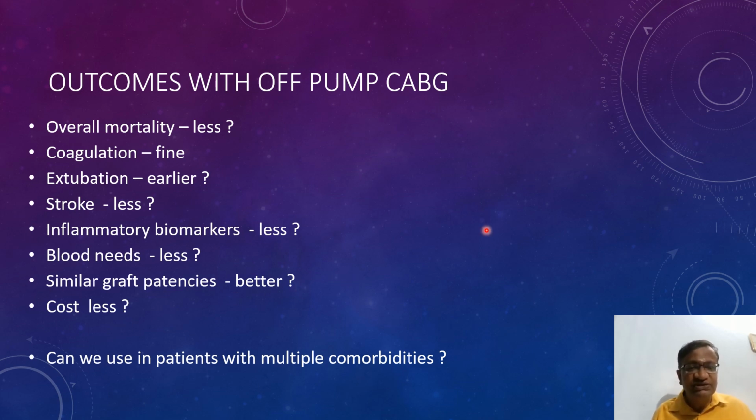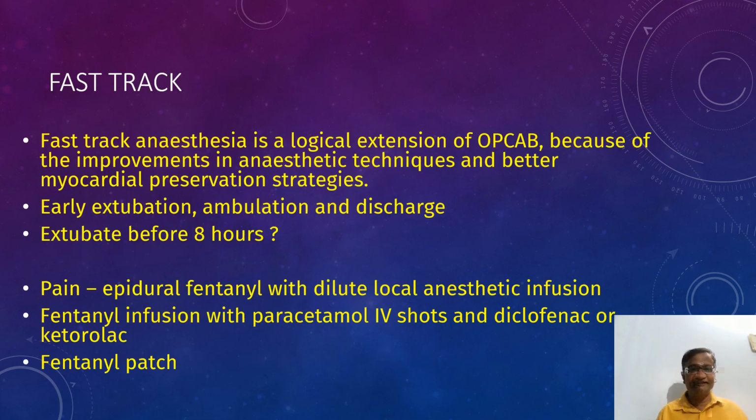So can we use it in patients with multiple comorbidities? Yes. Fast track anesthesia is a logical extension of OPCAB, off pump CABG, because of the improvement in anesthetic techniques and better myocardial protection, early extubation, early discharge, preferably extubate before 8 hours.